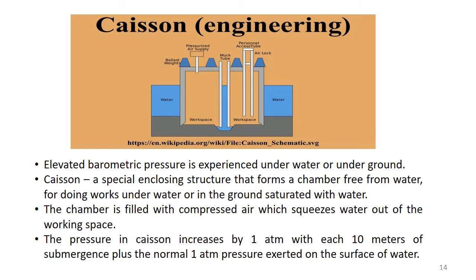The pressure in Caisson increases by 1 atmosphere with each 10 meters of submergence plus the normal 1 atmosphere pressure exerted on the surface of water.